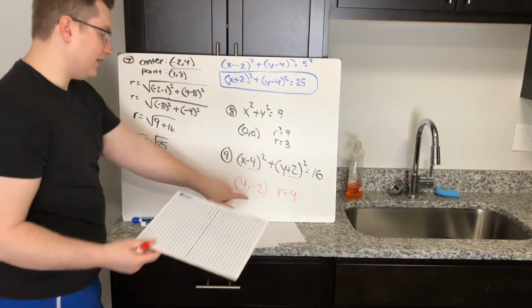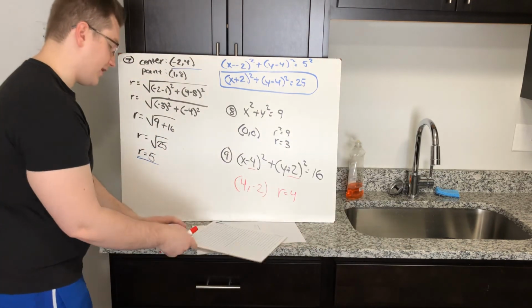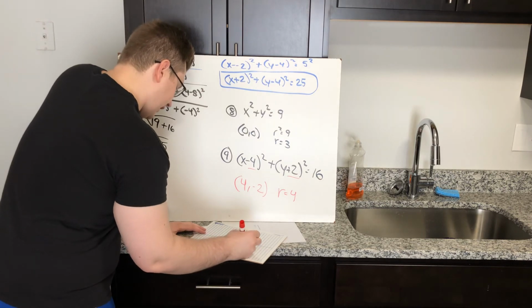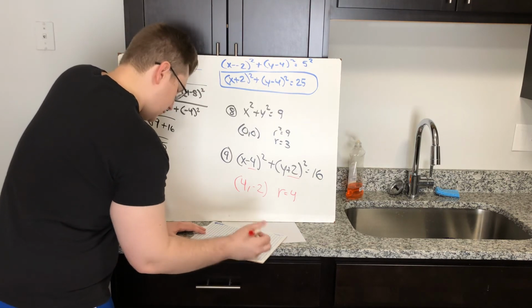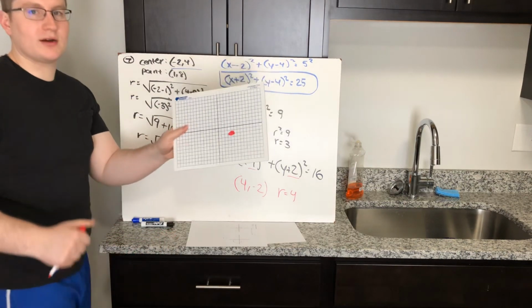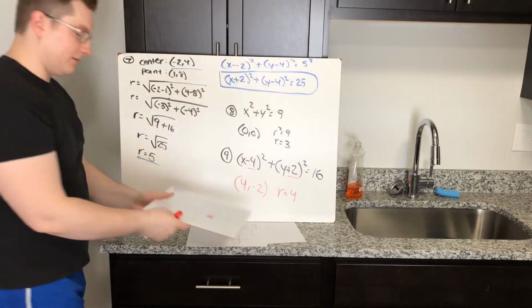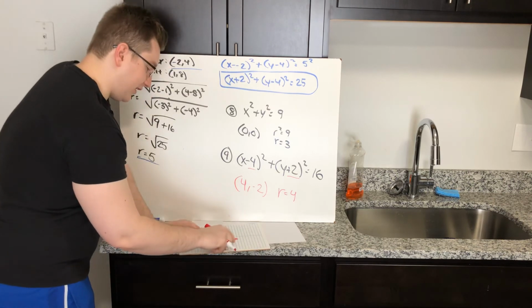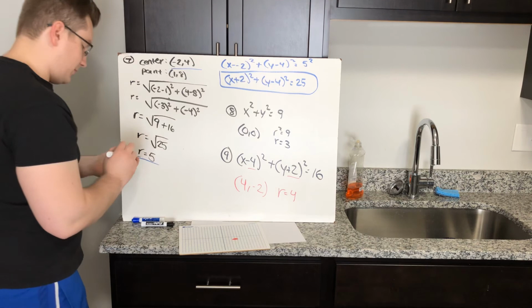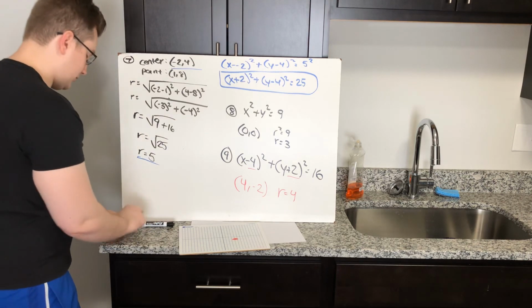So I'm going to plot this center first, (4, -2). So go to the right 4, 1, 2, 3, 4, down 2. That's the center of the circle. Then my radius is 4, so I'm going to go up 4 from the center that I just plotted. 1, 2, 3. And I'm going to put these points in blue.